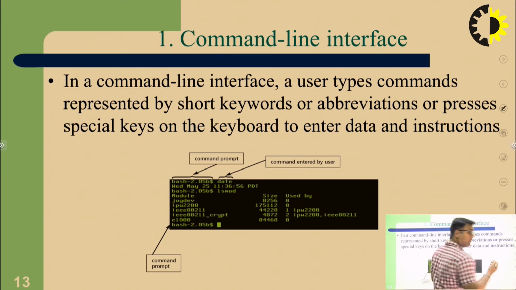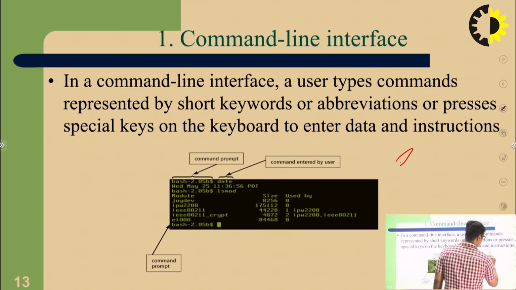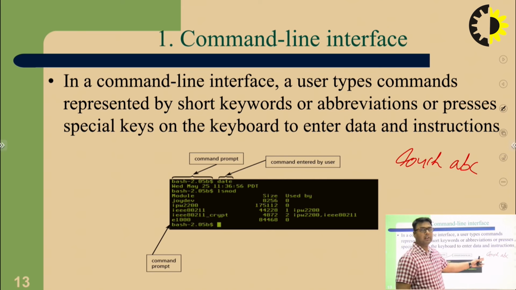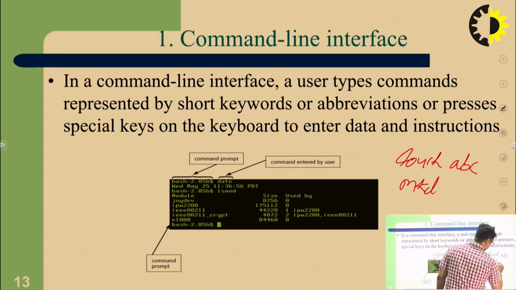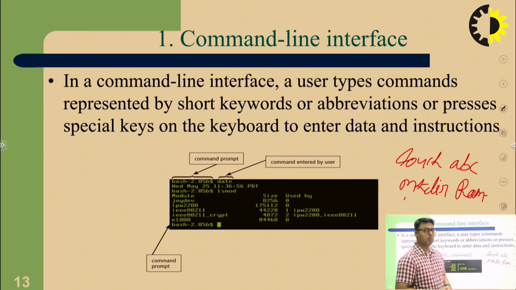Suppose you have to create some files through the command line. So how do you create files in your Linux and in your Unix? Some commands are there. Suppose you have to create a file, so use a command such as touch abc. Using the touch abc command, you create a file. And if you want to create a folder, the mkdir command is used for creating the folder. So this is interaction through the command line.